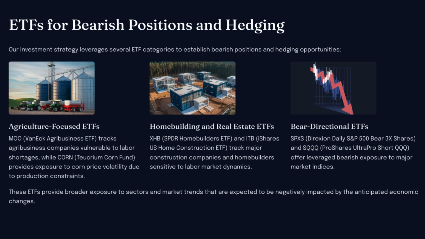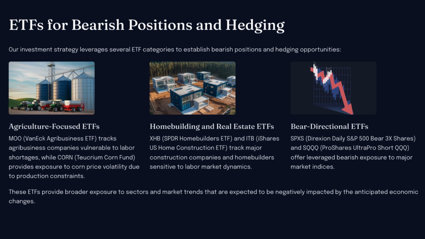ETFs to consider. Ticker MOO and CORN track agriculture, while tickers XHB and ITB follow home building. For broader market downside exposure, there's ticker SPXS, a 3X leveraged S&P 500 bear ETF, and SQQQ, which is ProShares short of the QQQ.